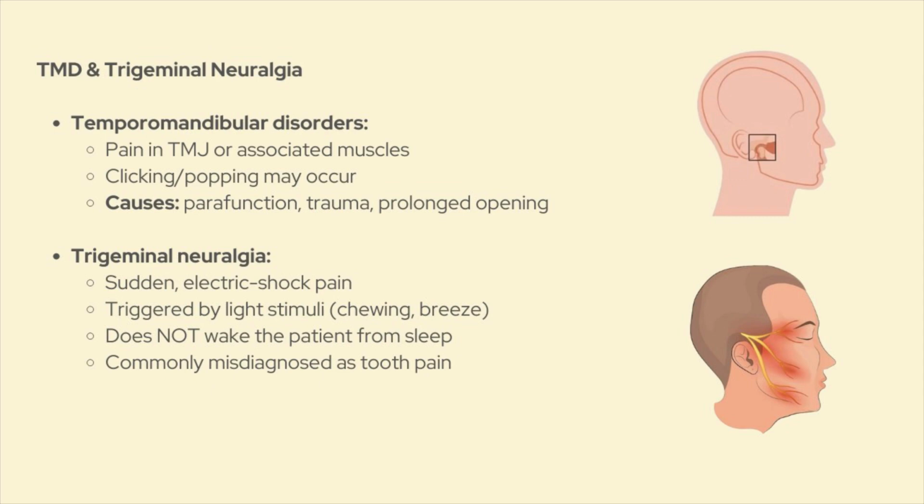Trigeminal neuralgia. This is one of the conditions most frequently misdiagnosed as tooth pain. Patients describe sudden, intense electric shock like episodes, typically unilateral. Light triggers like chewing, speaking, or even a gentle breeze can provoke the pain. And a very important point, this condition usually does not wake the patient from sleep. Despite the extreme severity, that detail differentiates it from classic pulpal pain.